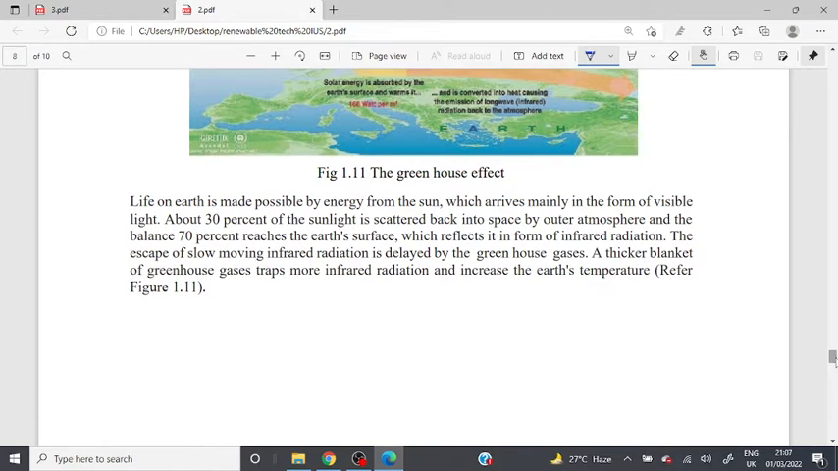The escape of the slow-moving, long wave infrared radiation is delayed by the greenhouse gas. You see, the problem is if the radiation was coming in and then getting reflected back, that would have been fine. There would be a balance between influx and outflux of solar energy.